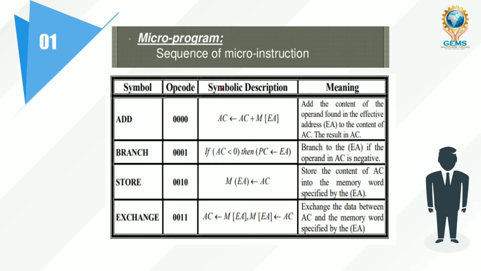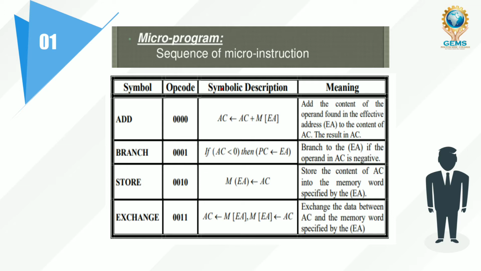Here also, in a computer, many tasks should be done by the processor. The processor will follow some steps in ascending order, so 1, 2, 3, 4, 5, 6 like that. When the processor follows the ascending order to execute its task with the instructions given in a sequence order, it is called a sequence of micro instructions.